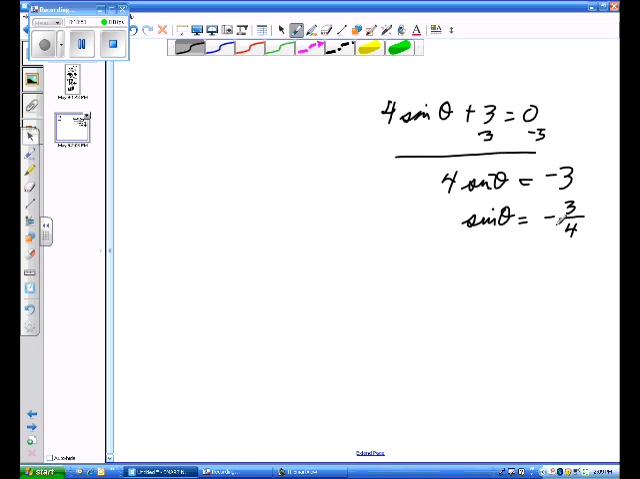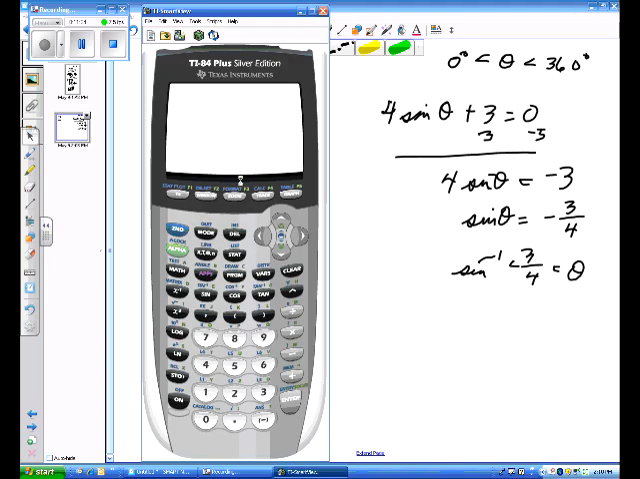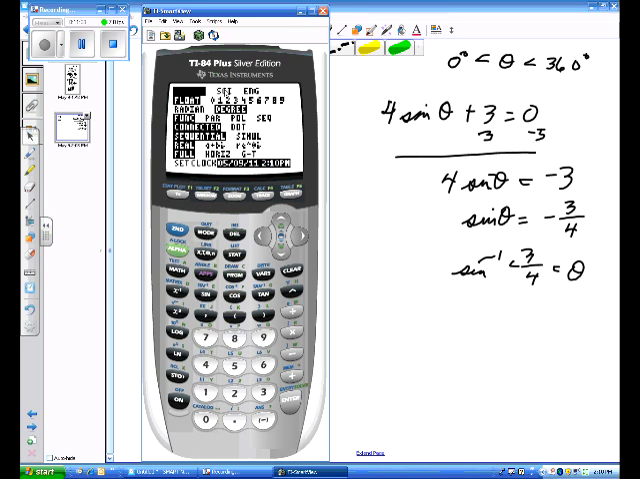Now I always check to see if this is an angle that I know, but it's not. I don't know what angle has a sine of 3/4. So we're going to use our calculator, and what we're going to look for is the inverse sine of negative 3/4 equals theta. But we're going to want theta between 0 degrees and 360. So let's go to our calculator. We need to make sure, since we're doing this in degrees, that our calculator is in degree mode, and mine is.